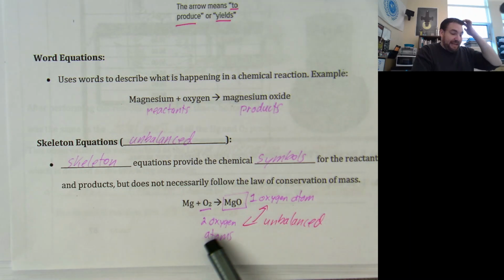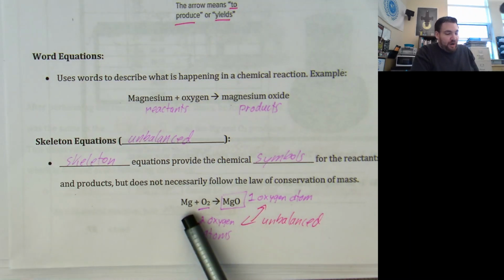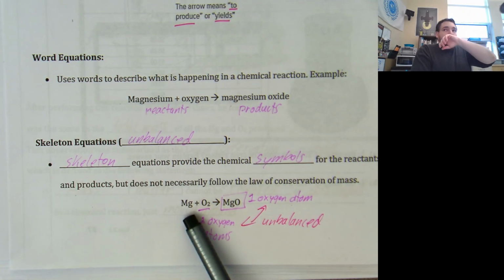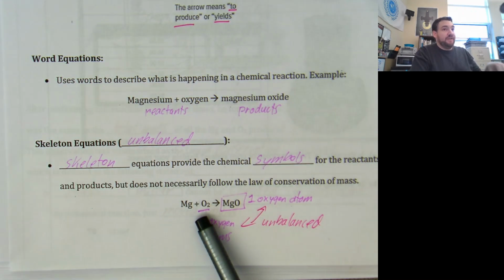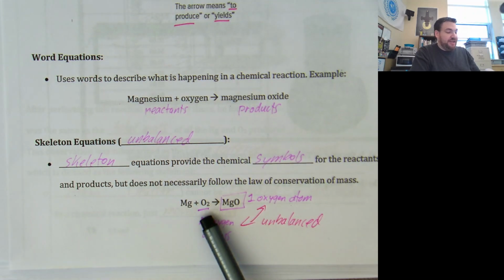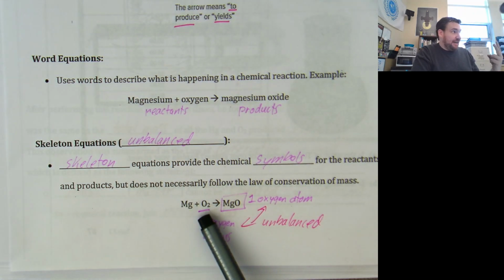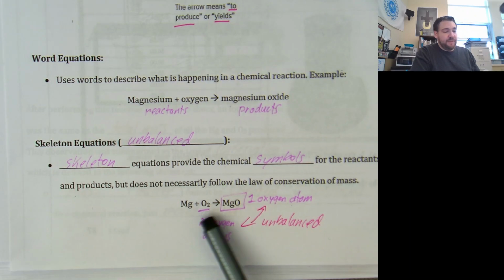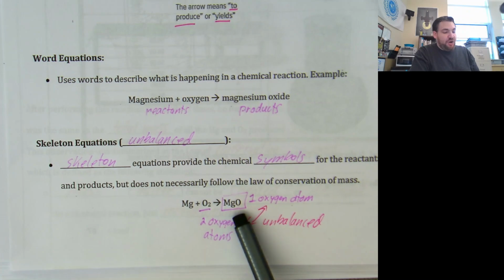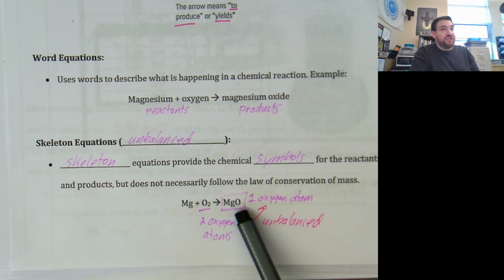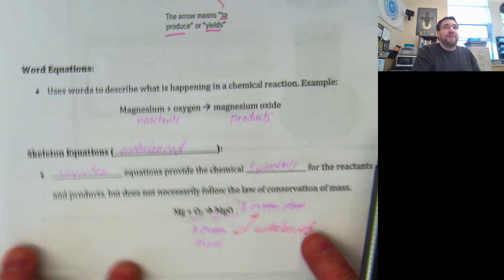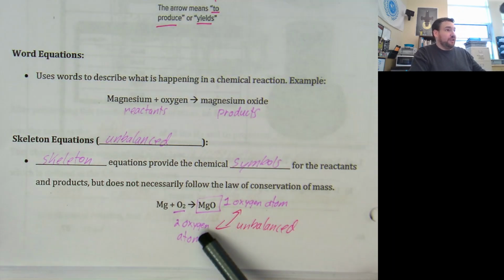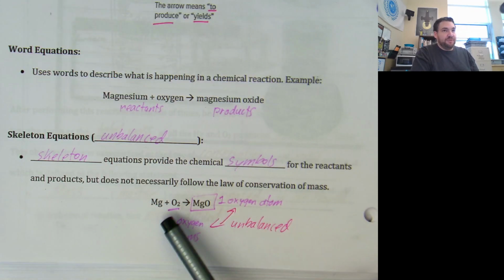But we went ahead and we counted these things. We said, okay, this is just 1 atom of magnesium. This guy here, O2, is 1 molecule of oxygen. That molecule of oxygen has 2 oxygen atoms in it. And this compound that gets produced, MgO, has 1 magnesium atom, 1 oxygen atom. So this thing is unbalanced. It does not obey the law of conservation of mass, which is what your lab looked at over the last couple days, because it doesn't have the same amount of oxygens on both sides.